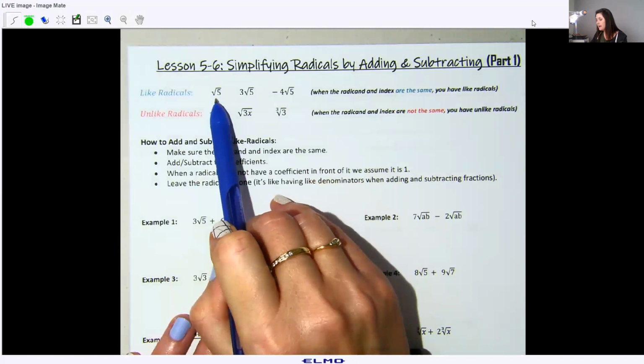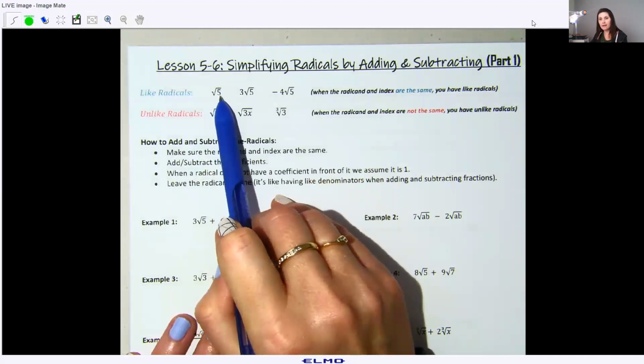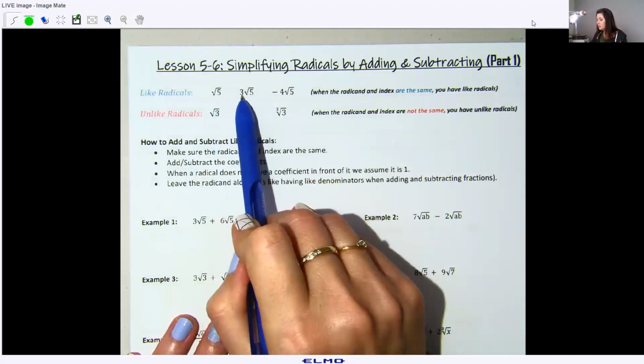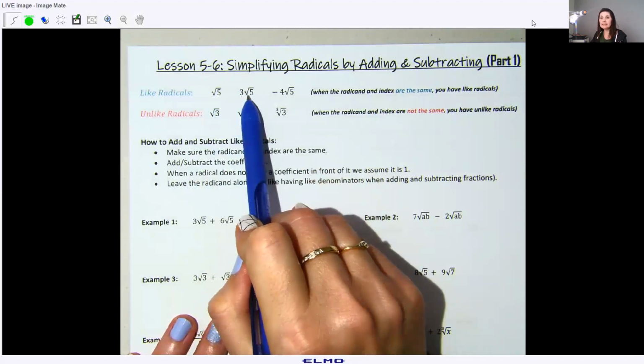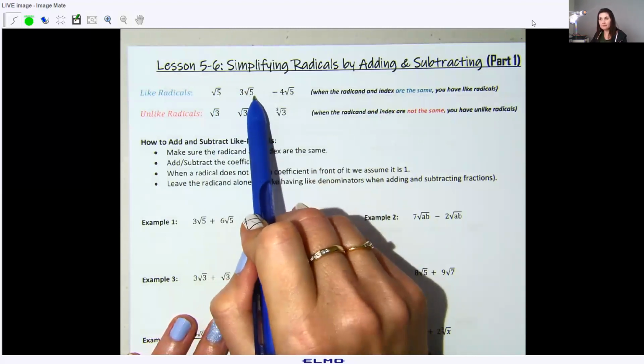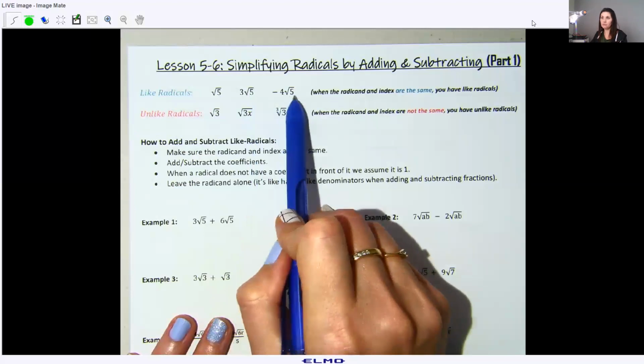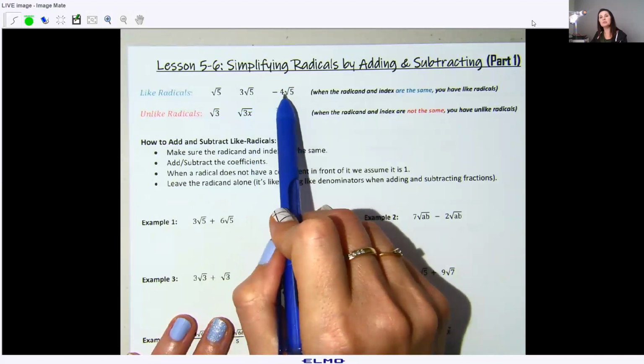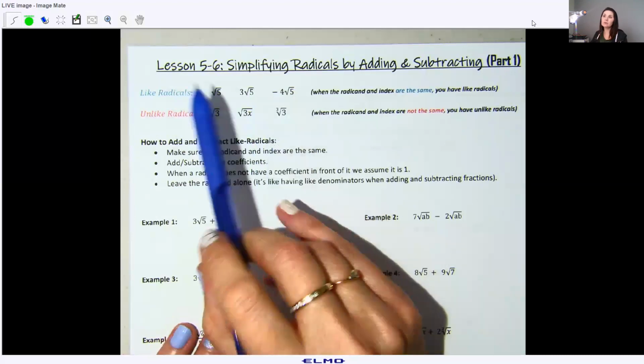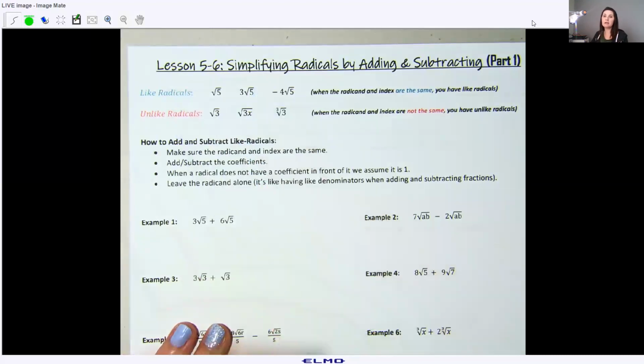Square root of 5 has an index of 2 and a radicand of 5. 3 square root of 5 has an index of 2 and a radicand of 5. And negative 4 square root of 5 has an index of 2 and a radicand of 5. Since those are all the same, those are considered like radicals.